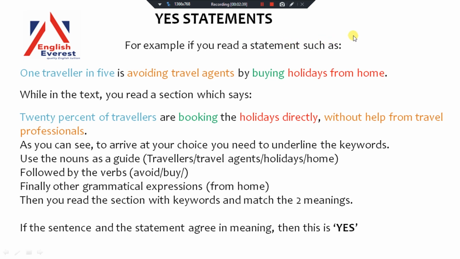Yes statements. Now, by way of an example, if you read a statement that says one traveller in 5 is avoiding travel agents by buying holidays from home, while in the text you read a section which says 20% of travellers are booking the holidays directly without help from travel professionals. Now, if you look at the coloured text, you can see that it's basically a paraphrase. The second sentence is a paraphrase of the first sentence. So basically it has the same meaning.